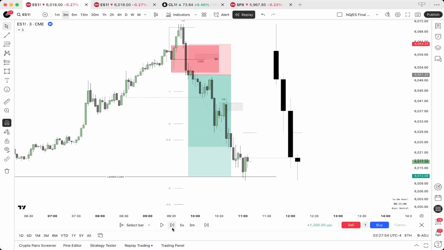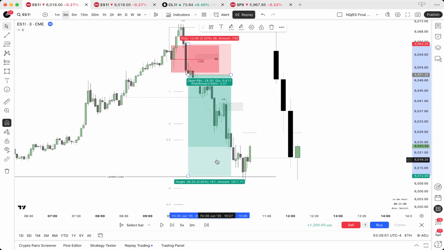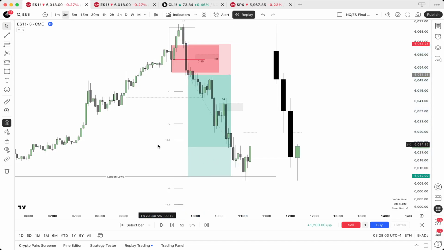So I'll just play this out here, and we finally see that my runner contract had gotten taken out at those London lows for a whopping 3.3R on this position. So an A+ setup from this Friday market, definitely the trade of the week in my mind.